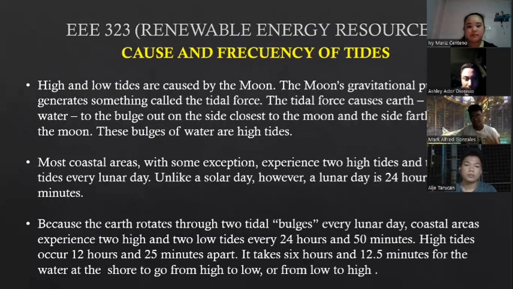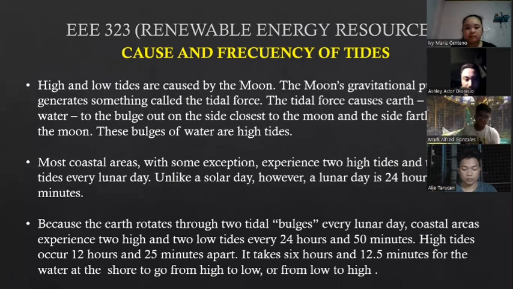But how do these tides form, right? The high and low tides are caused by the moon. The moon's gravitational pull generates something called the tidal force. These tidal forces cause the Earth and its water to bulge out on the side closest to the moon and the side farthest from the moon. These bulges of water are the high tides.